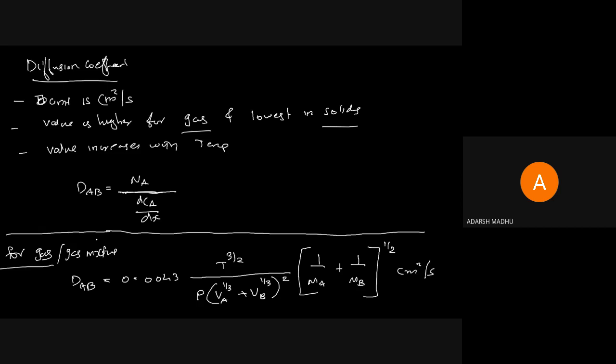Simply substitute the particular values in the equation. You can find out the value. T is given as 300 Kelvin. Pressure is given as 1 atm, you can write 1 or simply avoid it. VA is given, VB is given, MA is given, MB is given. We can directly find out the value of the diffusion coefficient.